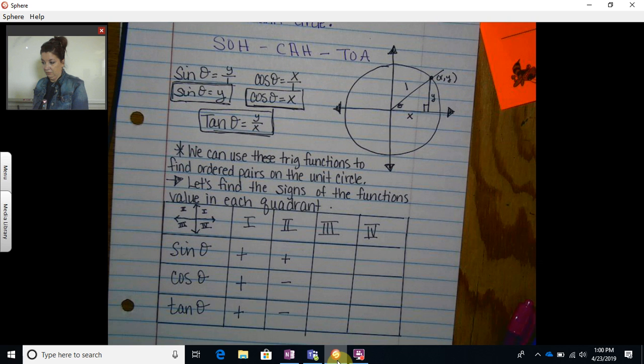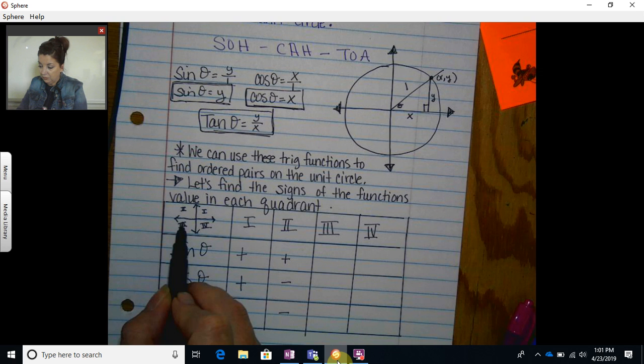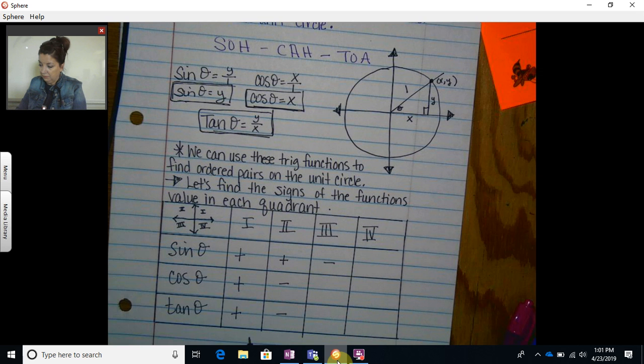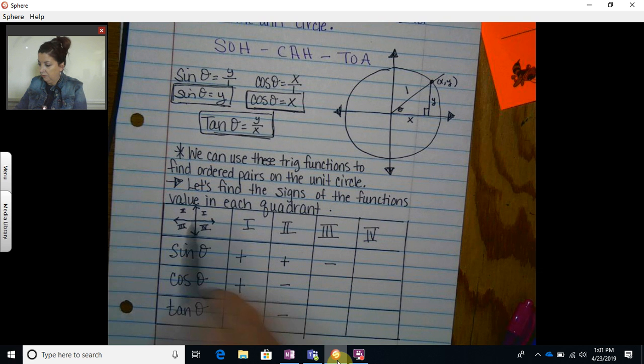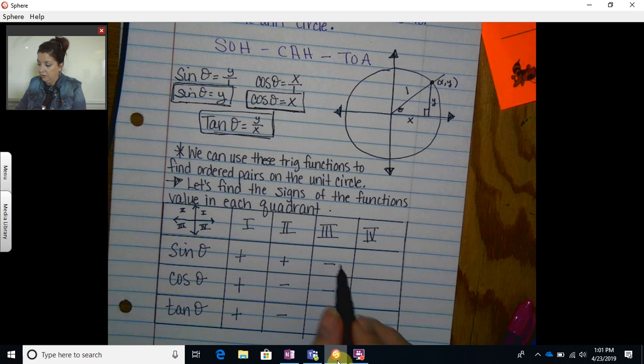Let's look at quadrant 3. That's that bottom left-hand quadrant. Sine of theta, your y values. In this quadrant, are they positive or negative? Negative. How about the cosine of theta in quadrant 3? Cosine's your x values, which you would get from this part of the x-axis. Negative. And then tangent is y divided by x, so negative divided by negative is going to give you a positive, right?